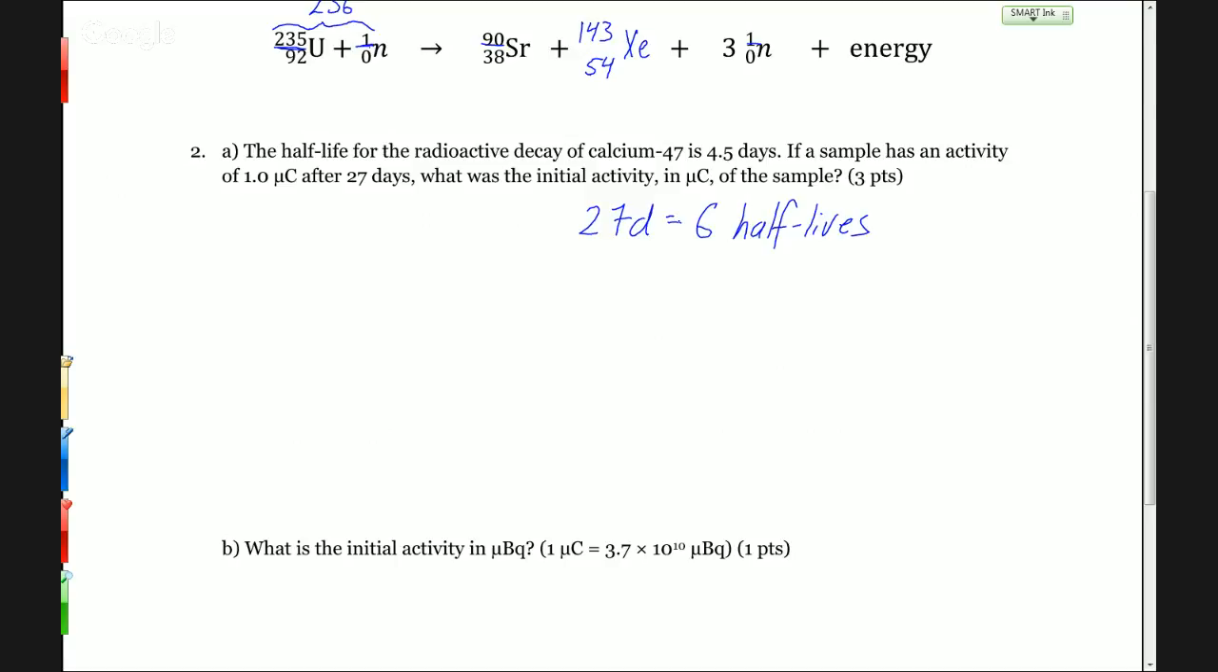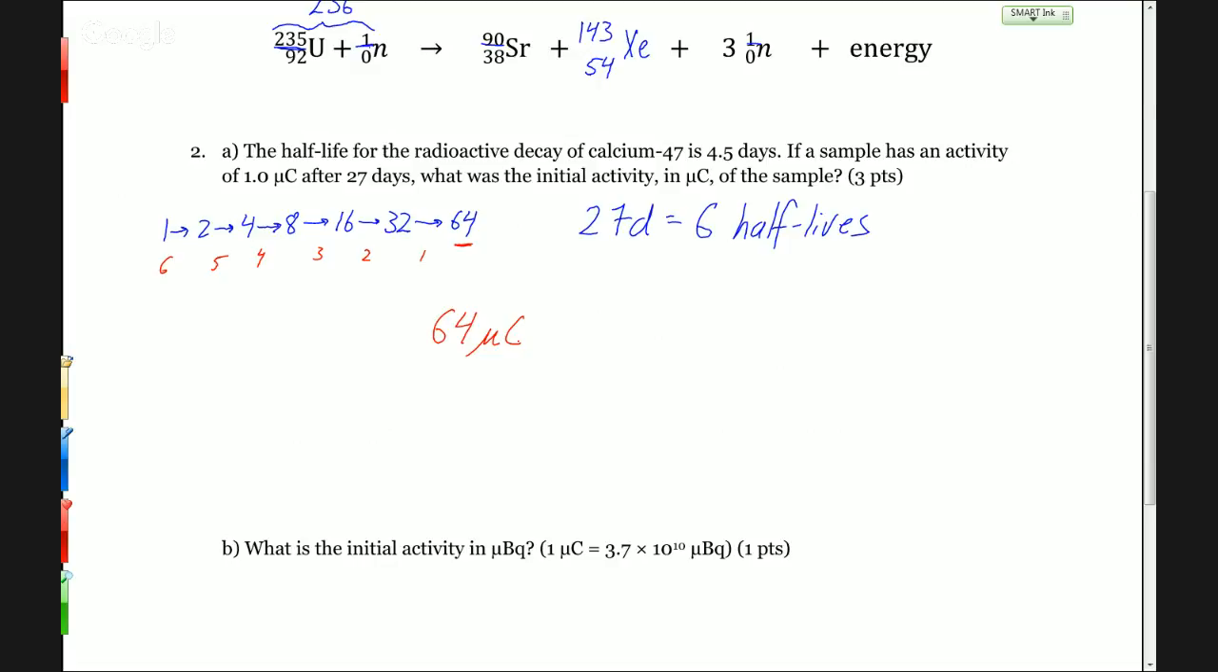So that means some amount of sample, some activity, got cut in half 6 times and then ended up being 1. So what's cut in half 6 times to be 1? Well, to figure that out, we go backwards and we double it 6 times. So we go 1 to 2 to 4, 8, 16, 32, 64, right? We're doubling it 6 times. So that means if we started with 64 and we went 1, 2, 3, 4, 5, 6 half-lives, we'd be down to 1. That means we must have started with an activity of 64 microcuries. So then after we cut it in half 6 times, we're down to 1.